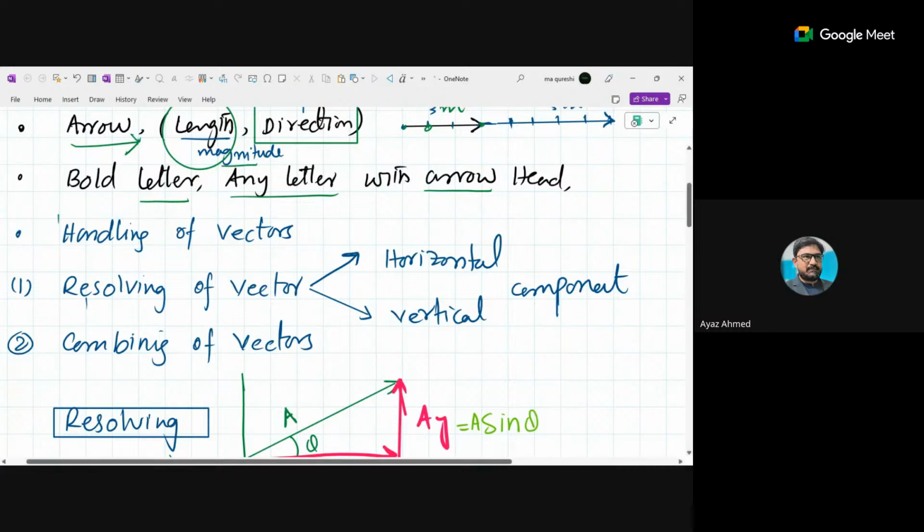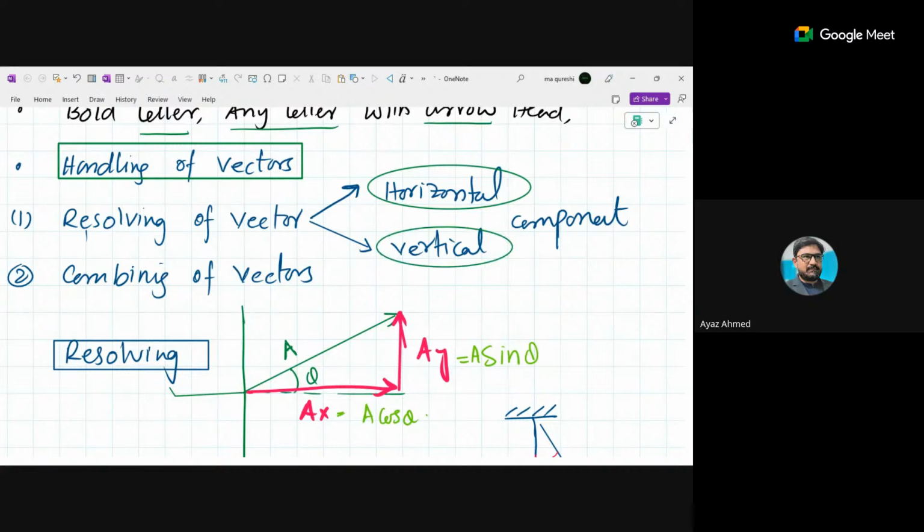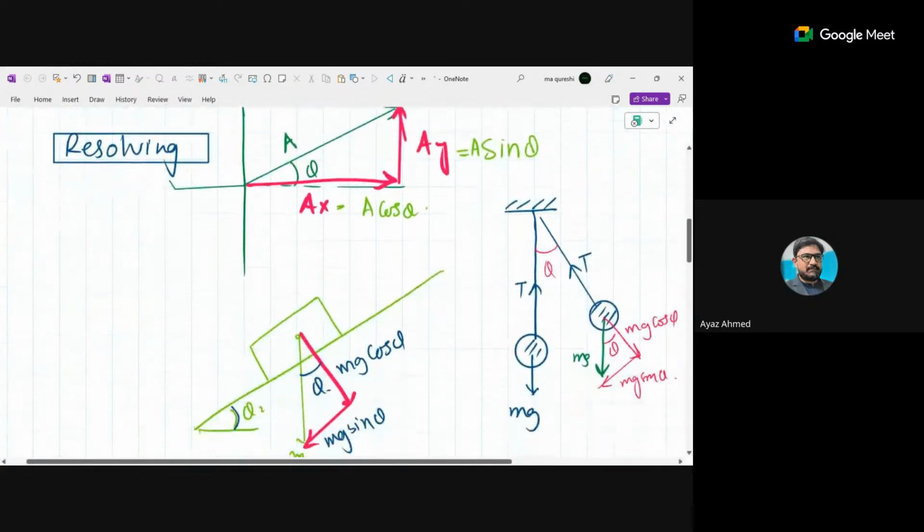Now the next aspect is how to handle the vectors. When we are going to handle the vectors, there are two main classifications. One, resolving the vector into its horizontal and vertical components, mutually perpendicular components. And second one is to combine the vectors, right? So first I will talk about the resolving.